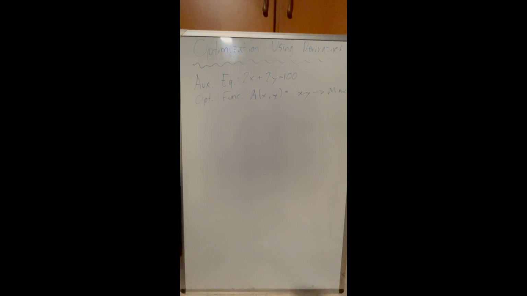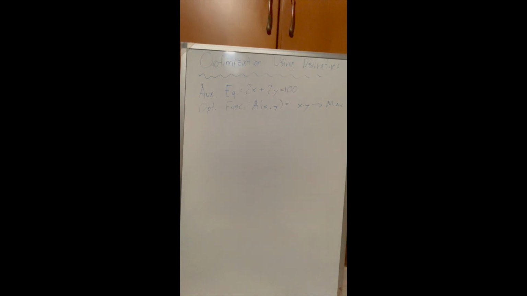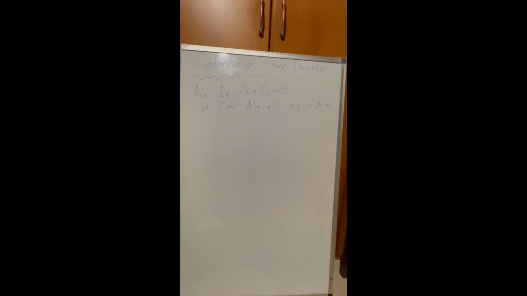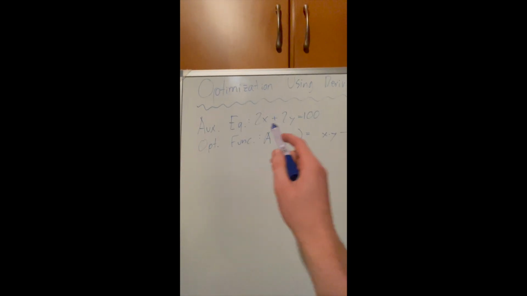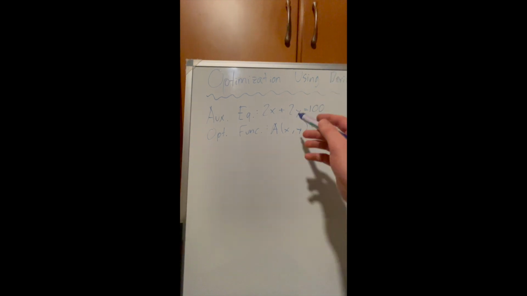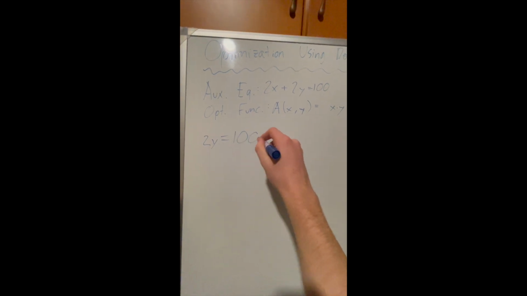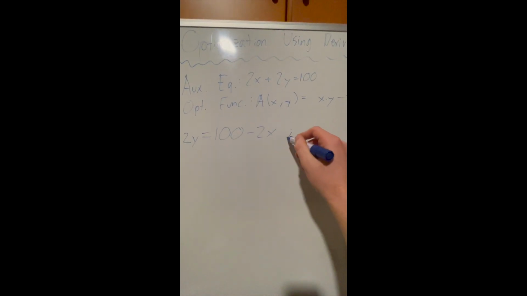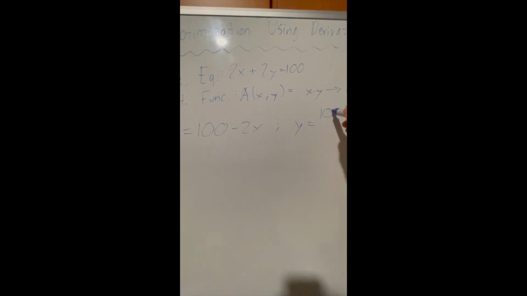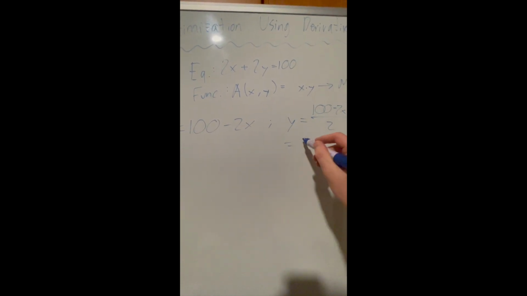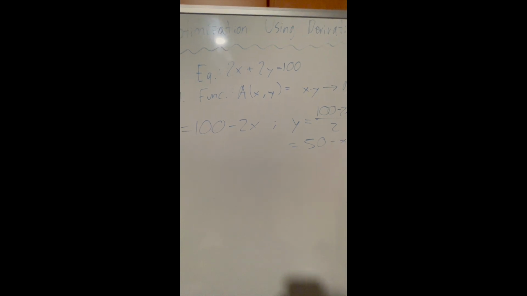So now that we have our auxiliary equation and our optimization function, we need to get our optimization function to only be using one variable, as we only need one to solve with derivatives to optimize for the maximum area. So what we're going to do is take our auxiliary equation and substitute by isolating y. So we're going to do 2y is equal to 100 minus 2x. And therefore, y is equal to (100 minus 2x) over 2, which can be further simplified as 100 over 2, which is 50, minus 2x over 2, which is x.